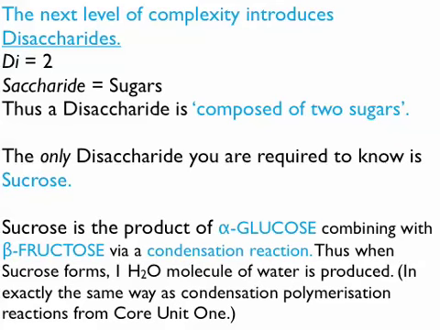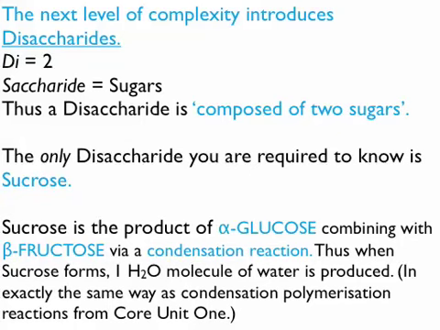Moving on from monosaccharides, we get to the next level of complexity, disaccharides. Di means 2, saccharide means sugars. Thus, a disaccharide is composed of 2 sugars. The only disaccharide you are required to know is sucrose. So that's the only one we will look at. Sucrose is the product of alpha glucose combining with beta fructose via a condensation reaction. This means that when sucrose forms, one molecule of water is produced or emitted.